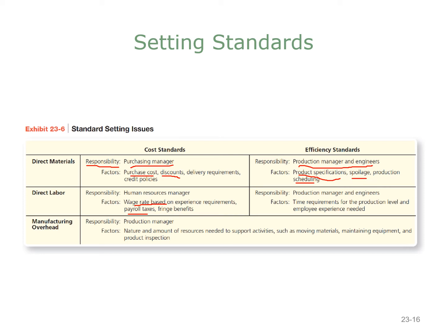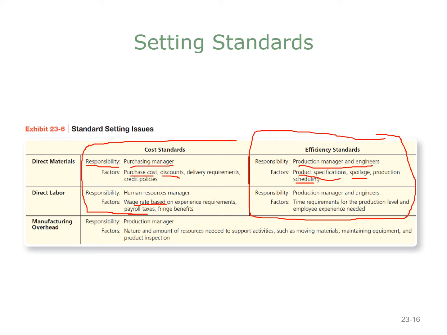So actually this is the efficiency standards for that person, which is the production manager and engineer, in relation to direct material and direct labor, and this is the cost standard for the human resource manager related to direct material and direct labor. The manufacturing overhead: nature and amount of resources needed to support activities such as moving material, maintaining equipment, and product inspection. And this is the overhead cost that we talked about before, including all the indirect costs of the production.